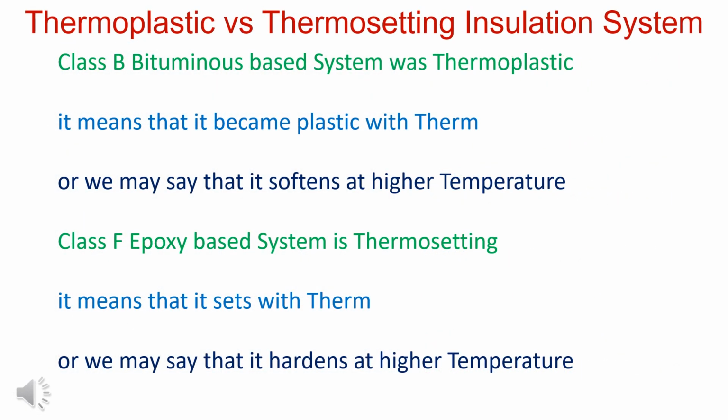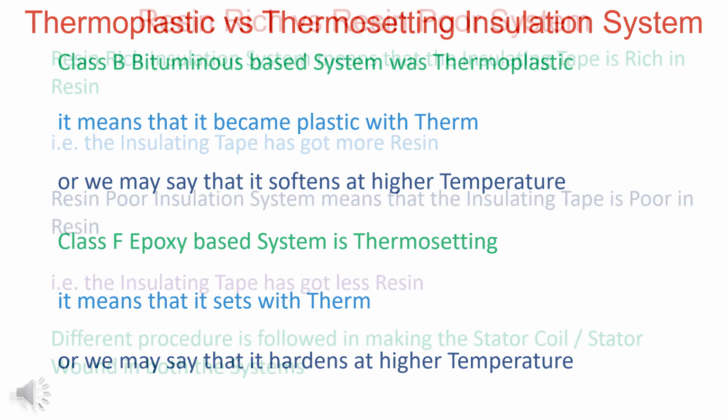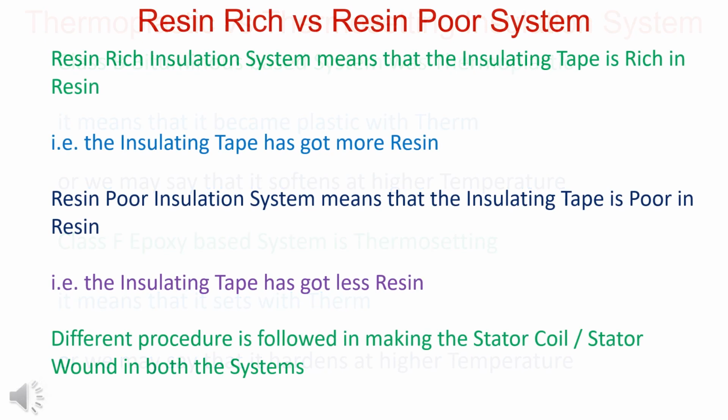Earlier, thermoplastic insulation was used. Nowadays, thermosetting insulation is used. Thermoplastic means it softens with therm. Thermosetting means that it sets with therm. Resin-rich system means that insulating tape is rich in resin, whereas resin-poor system means that insulating tape is poor in resin.